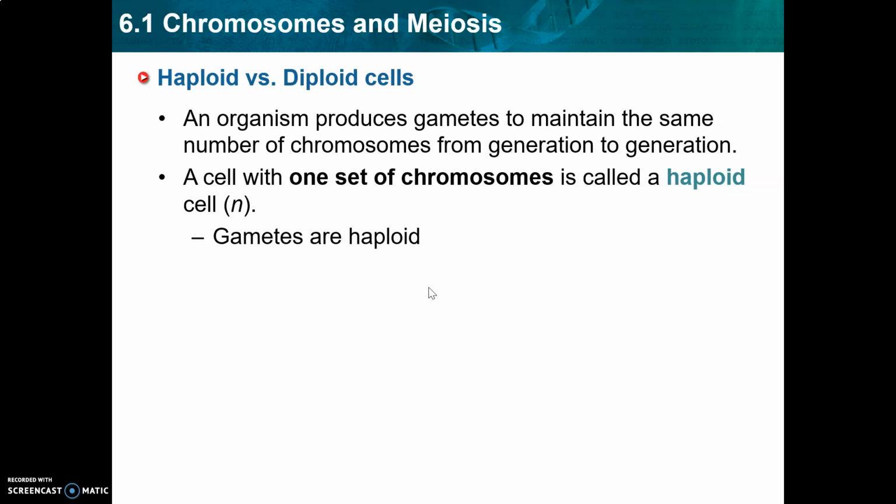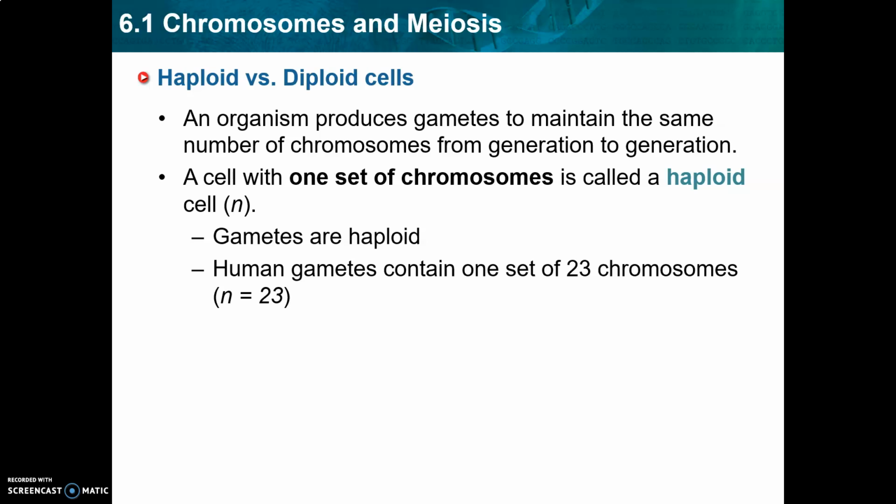Our gametes are going to be haploid cells. In fact, these are pretty much the only haploid cells that you're going to ever encounter in this class. And they're certainly the only haploid cells in your body, cells that are gametes or are in the process of becoming gametes. In humans, that means the gametes, the sperm and the egg cells, would contain one set of 23 different chromosomes. So if we were to describe a human gamete, we could describe it by saying N equals 23.